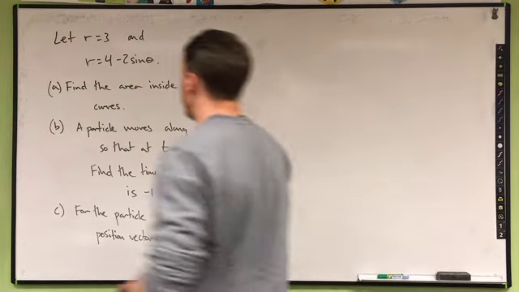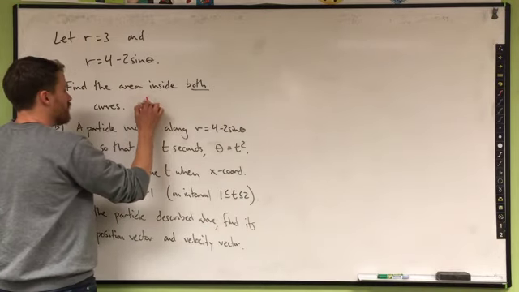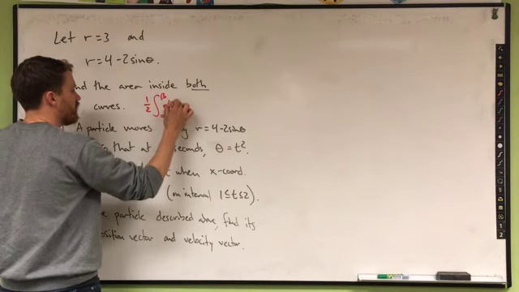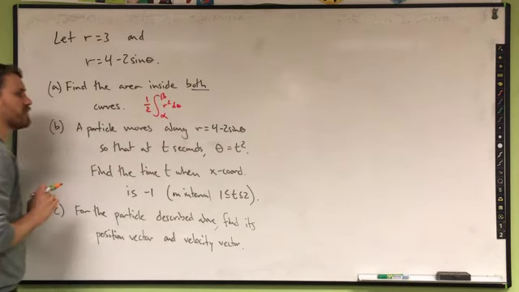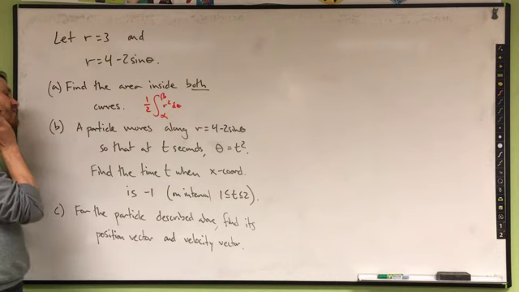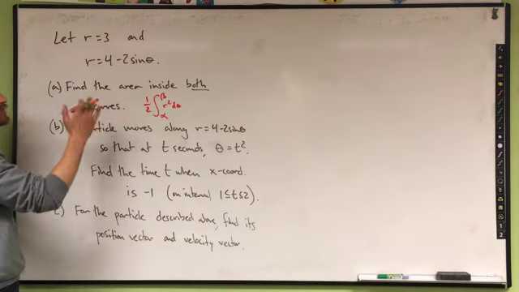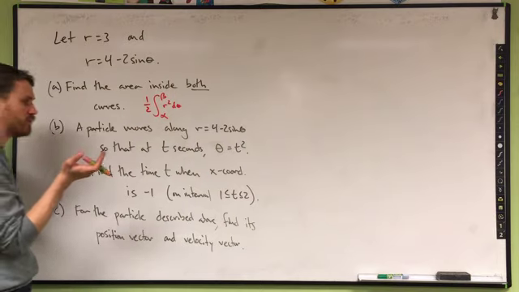So finding the area inside both curves, we're definitely going to need this 1/2 times the integral from alpha to beta of r squared d theta, because that's the area of a polar curve. And so we're going to need to find alpha and beta. We're going to need to consider which r we're using, or perhaps if we're subtracting the two.